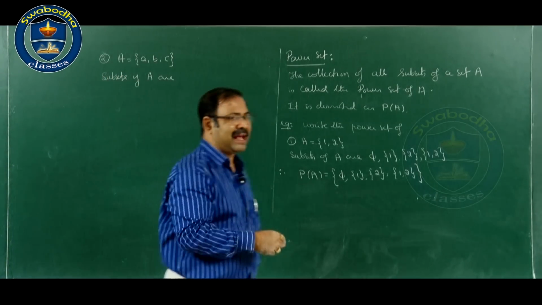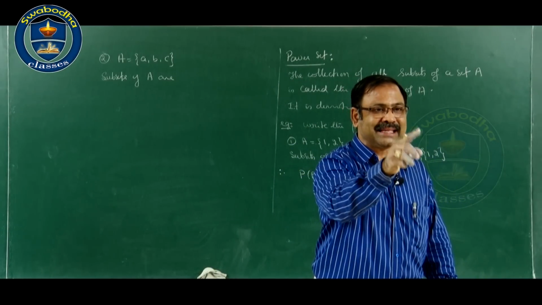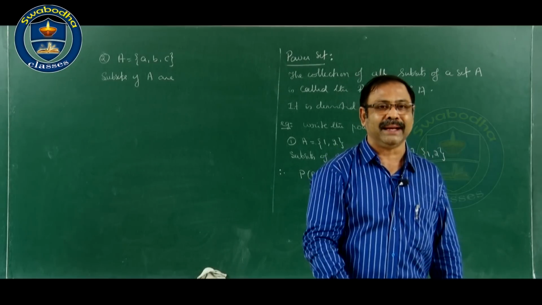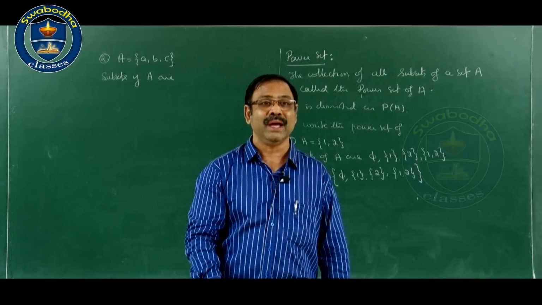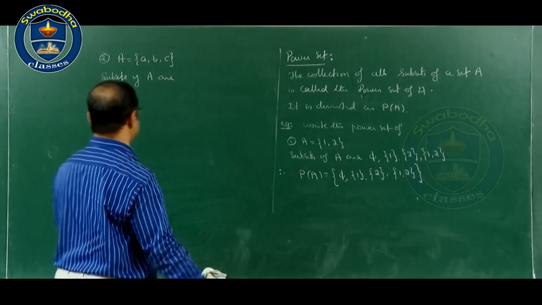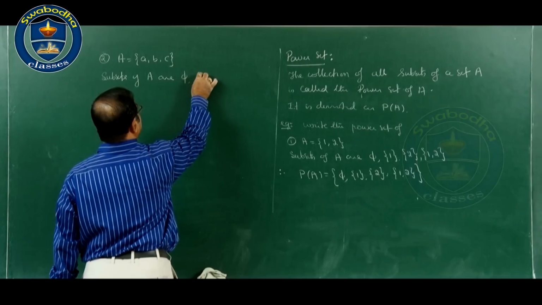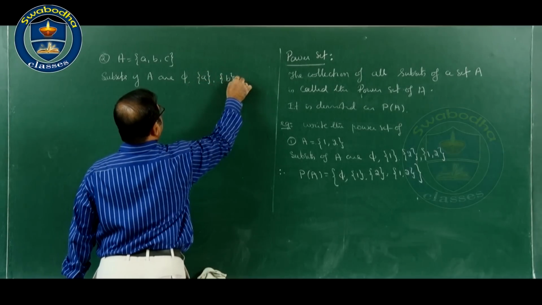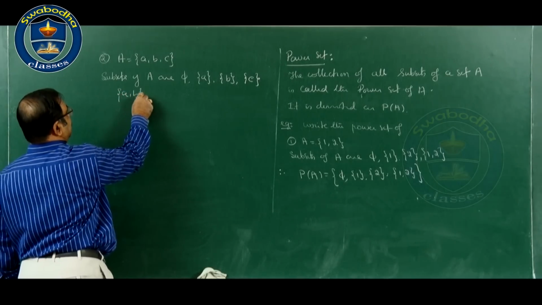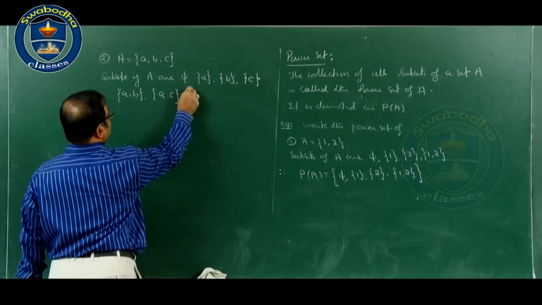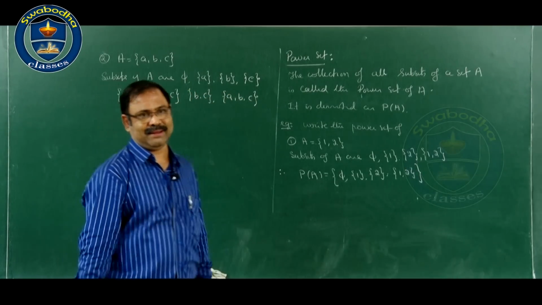Already in the earlier discussion I have given you the number of subsets of a given set. If the set contains n elements, the number of subsets is equal to 2 power n. So here this set contains 3 elements, therefore the number of subsets must be equal to 8. So first write all these 8 subsets. See, the empty set. Next, the singleton sets: {a}, {b}, {c}. Next, sets with 2 elements: {a, b}, {a, c}, {b, c}. And then the set with all 3 elements, the whole given set.